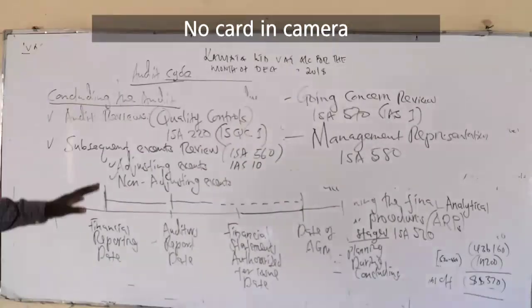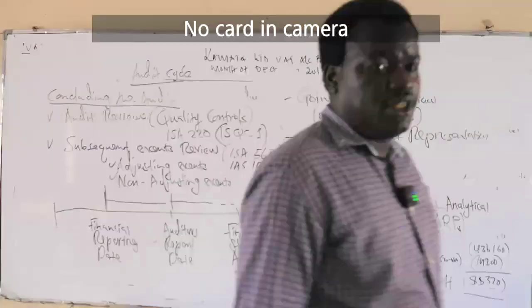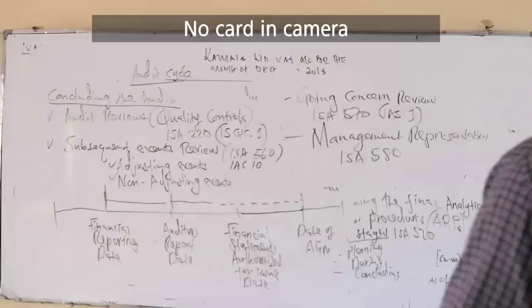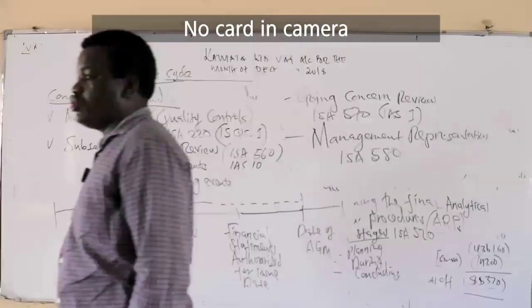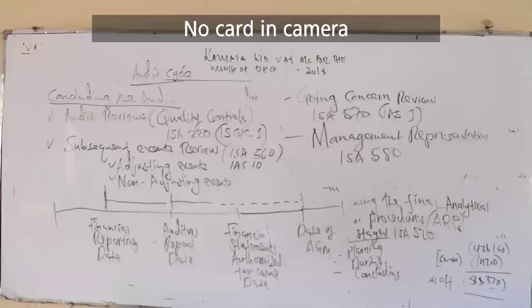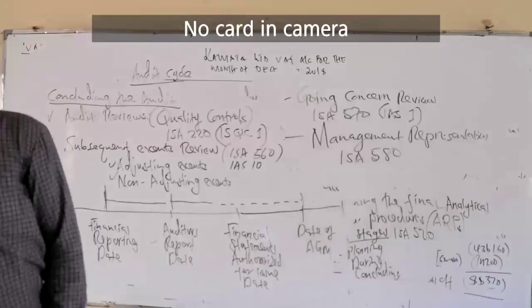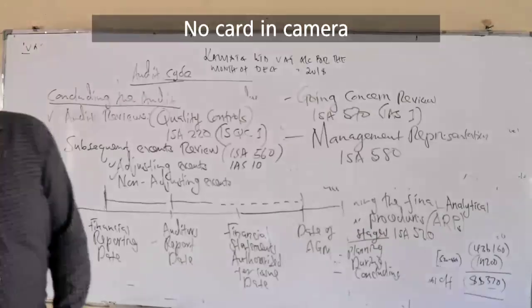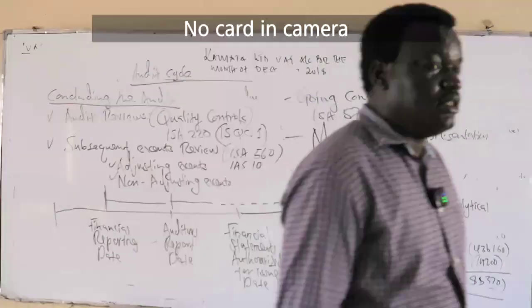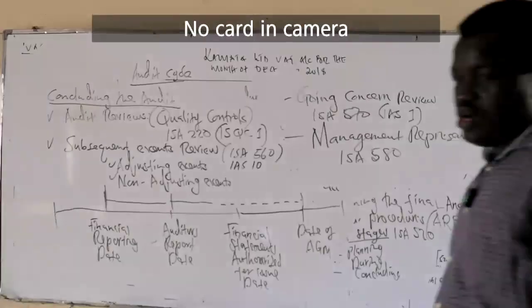Then the last one is drafting and signing an audit report. For that one we are guided by ISA 700, the International Standard on Auditing 700. So we are drafting and signing the auditor's report.